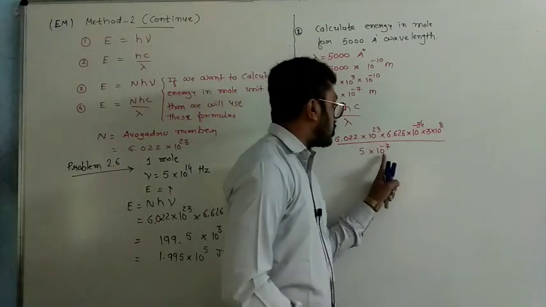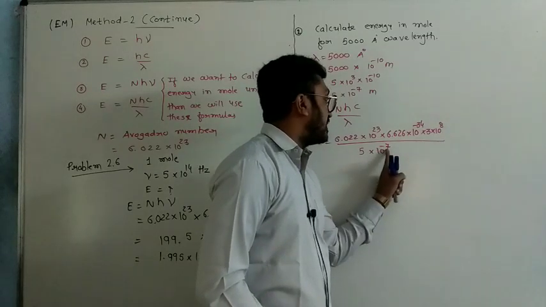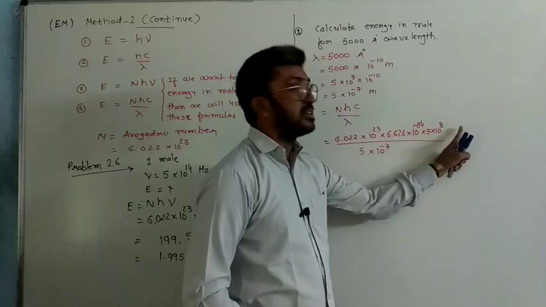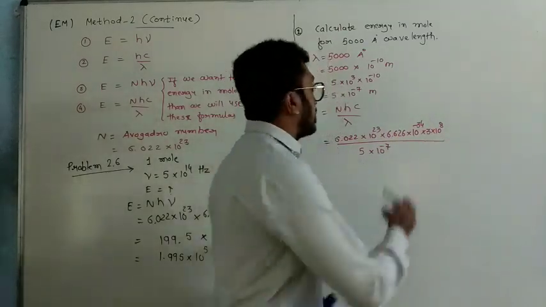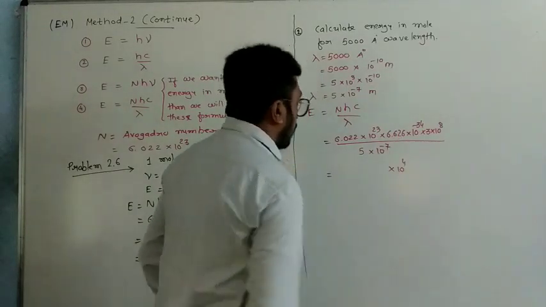So this 10 raised to minus 7 will go to the upper side. 8 plus 7, because minus 7 goes up, it becomes plus 7. So 8 plus 7 that means 15. 23 plus 15 that means 38. 38 minus 34 it is 4.